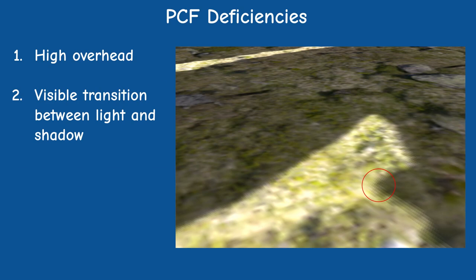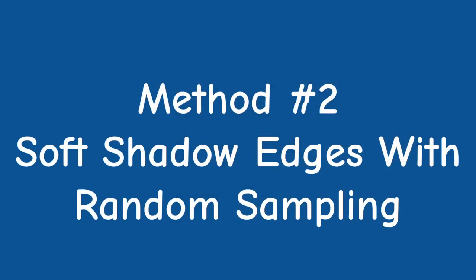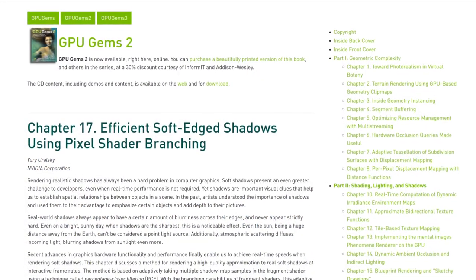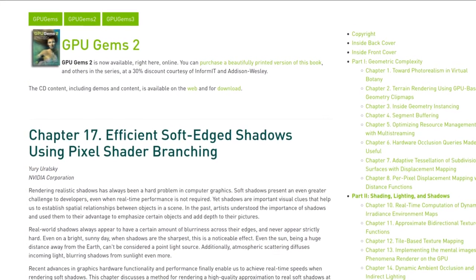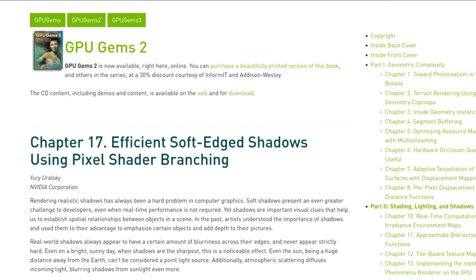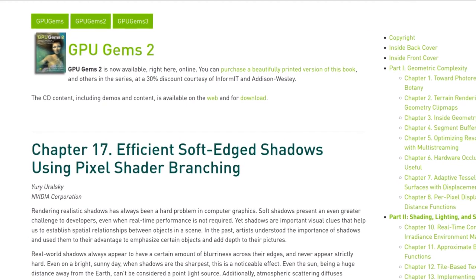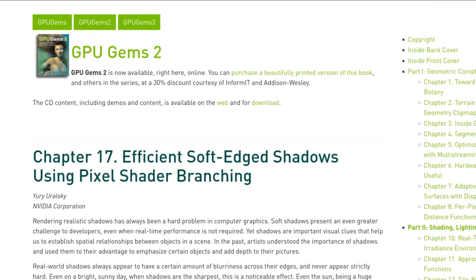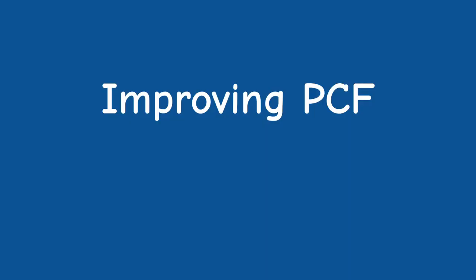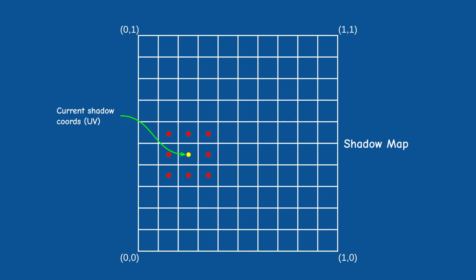These two problems are addressed by the second method, soft shadow edges with random sampling. It is based on an article by Yuri Walski from GPU Gems 2, which is available for free from NVIDIA, and you can find the link in the video description below. The solution to the two problems is as follows. In PCF, the distance between the different sample points is 1 texel. We're going to replace that with randomly placed sample points.